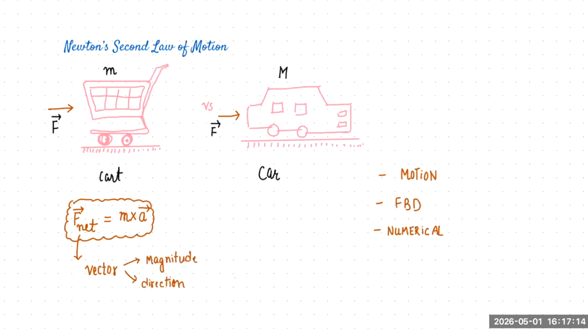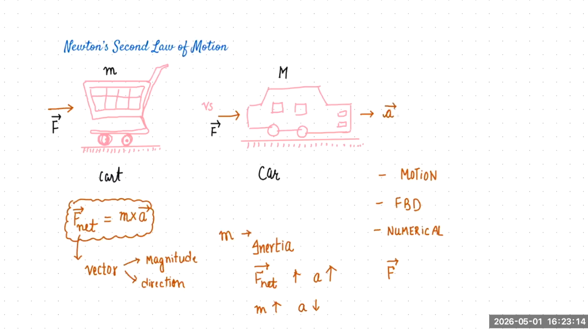Mass represents how much an object resists acceleration, and this property is known as inertia. Acceleration tells us how quickly velocity changes. It means more net force means more acceleration, and more mass means less acceleration. And it's very important to know that acceleration always occurs in the direction of net force. It means if the net force is in the right direction, then acceleration would also be in the direction of the net force.